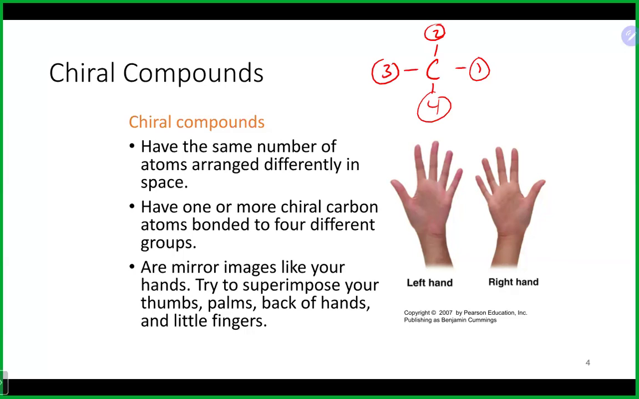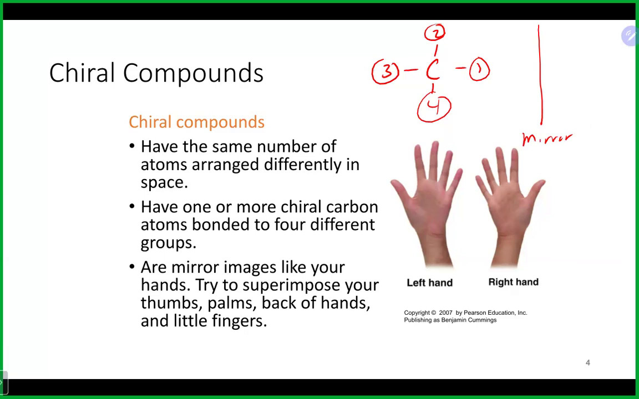You can, by the way, have more than one chiral carbon in a particular compound. There could be multiple ones. And the deal with chiral carbons is if you stick a chiral compound up to a mirror, you will get a mirror image that is not superimposable on the original structure.